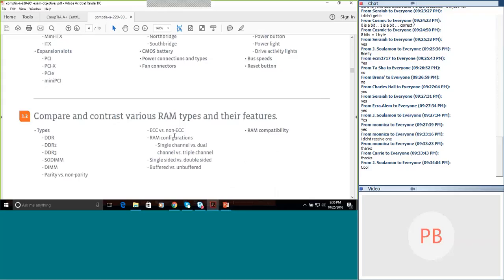Wait a second. They got DDR4? Yeah. That's not going to be on the test, though, right? No. Okay.